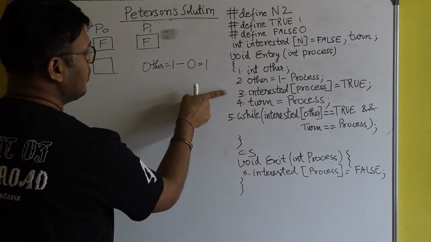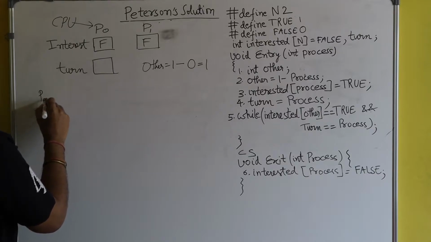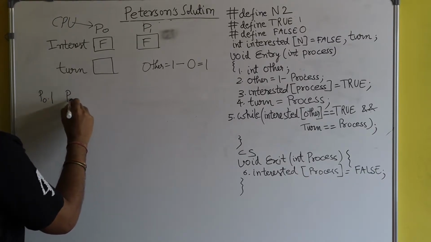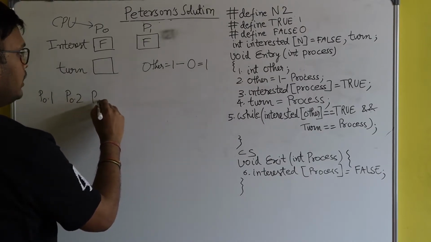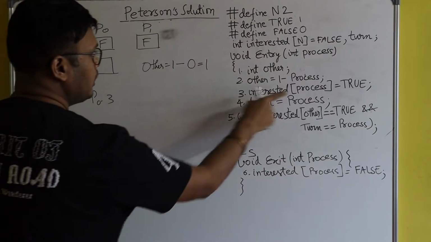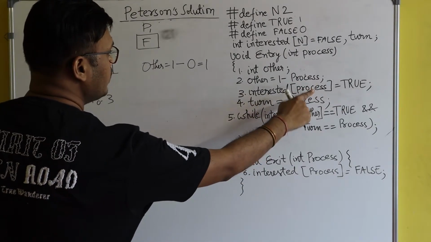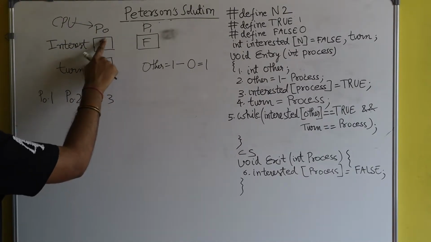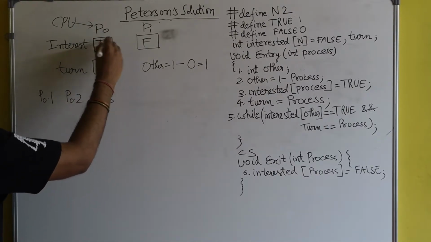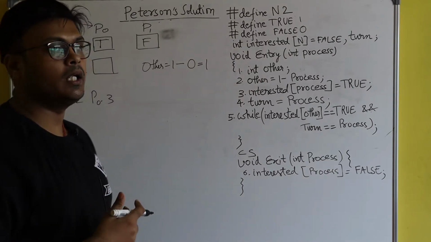That's why process P0 will execute line number 1, P0.1, then P0.2, line number 2, and after that P0.3. So in P0.3, interested of process is equal to true. It means what? Interested of 0 is equal to true. So interested of P0 is true. So now here I will write true. It indicates that process P0 is interested to enter inside the critical section.